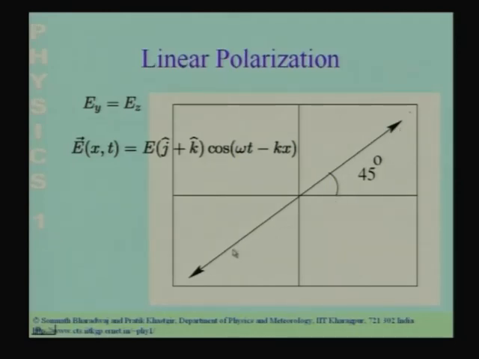So this kind of behavior of light is called linear polarization. The light is said to be linearly polarized. In this case, the light is linearly polarized at 45 degrees to the y axis and z axis, and the electric field vector will oscillate at 45 degrees to these axes.